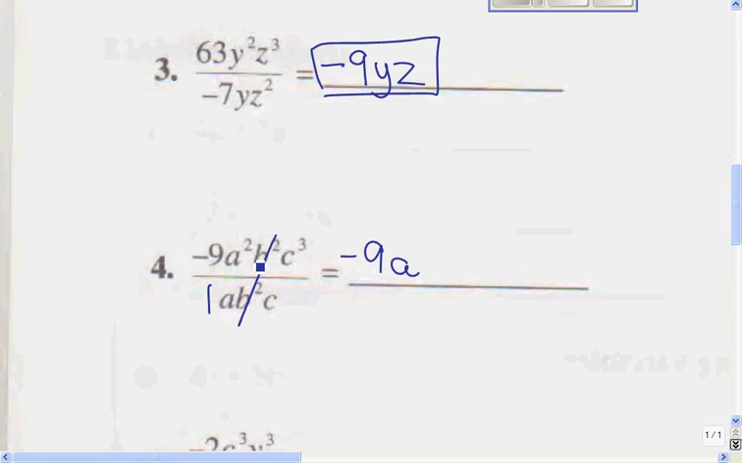So here we just cancel them out, and we get c to the 3rd, c to the 1st. 3 minus 1 is 2, so it's c squared. That's my answer there. Let's go to the next one.